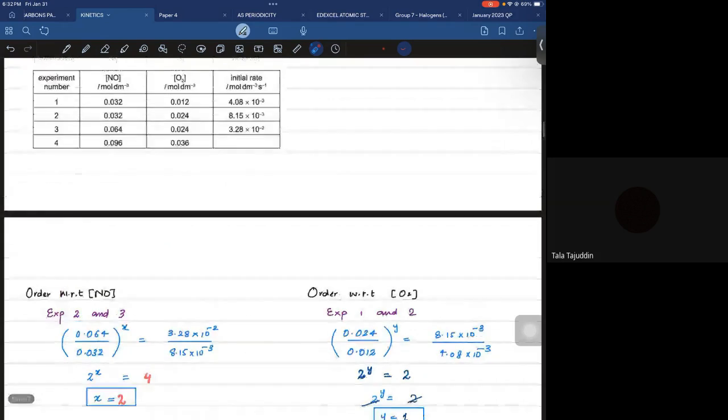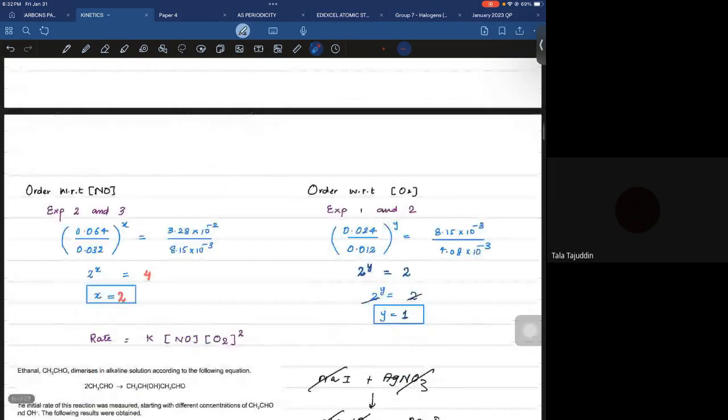And if you are going to find out the order of reaction with respect to oxygen, I took experiment 1 and 2. As I told you, you have to select those experiments in which another should remain the same, because I want to study the effect of changing the concentration of that particular reactant on the rate of reaction. So other factors should remain the same. That's why I took experiment 1 and 2 for oxygen. Then after calculation, I got 1. So with respect to O2, it's first order, and with respect to NO, it's second order. In this way, you can find.